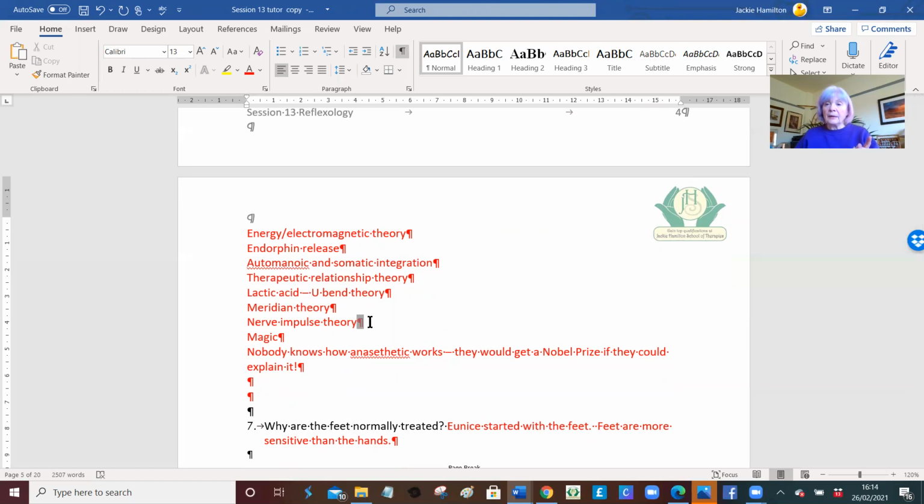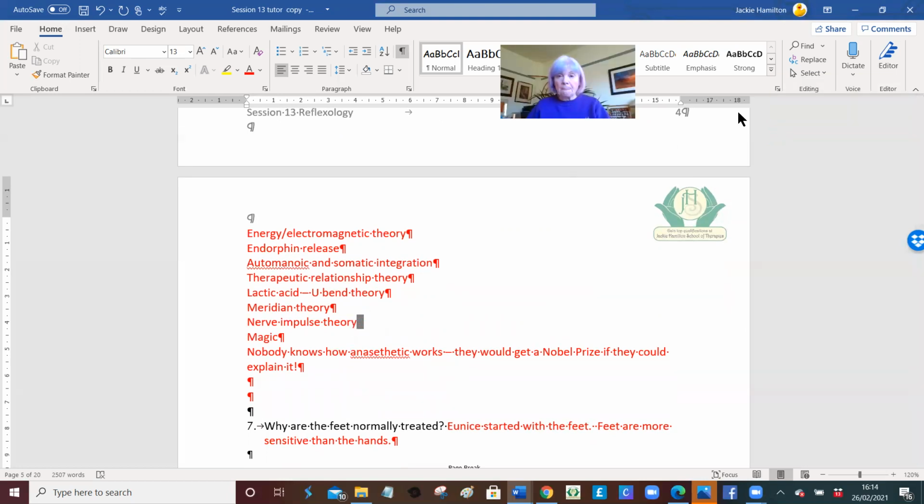And also what we have to remember is that nobody knows how anesthetic works. If someone could explain how it worked, they'd get a Nobel Prize. So the fact that we don't know how it works doesn't mean to say it doesn't work.